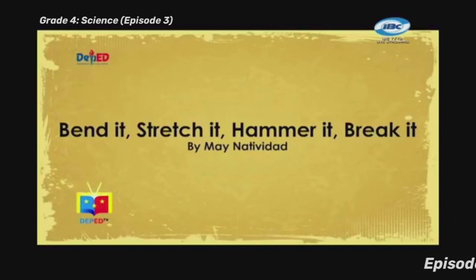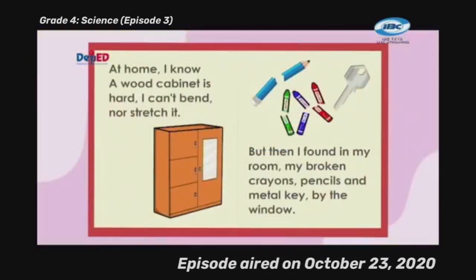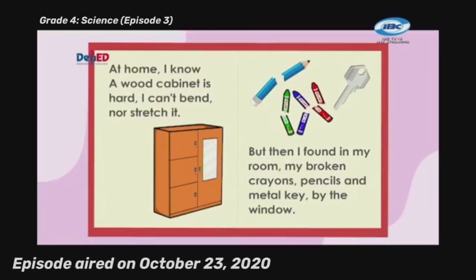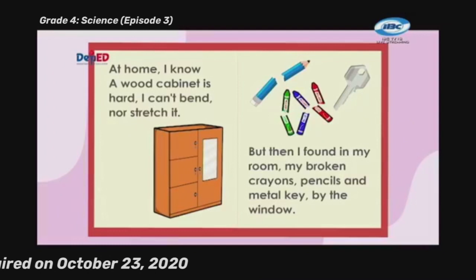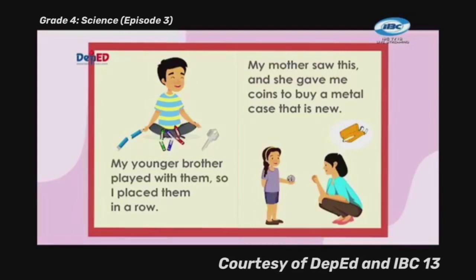Bend it, stretch it, hammer it, break it by May Natividad. At home, I know a wood cabinet is hard. I can't bend nor stretch it. But then I found in my room my broken crayons, pencils, and metal key lied in the window. My younger brother played with them, so I placed them in a row. My mother saw these and she gave me coins to buy a metal case that is new.